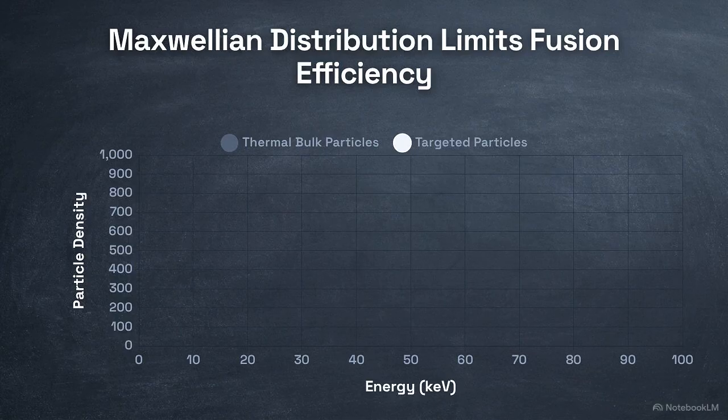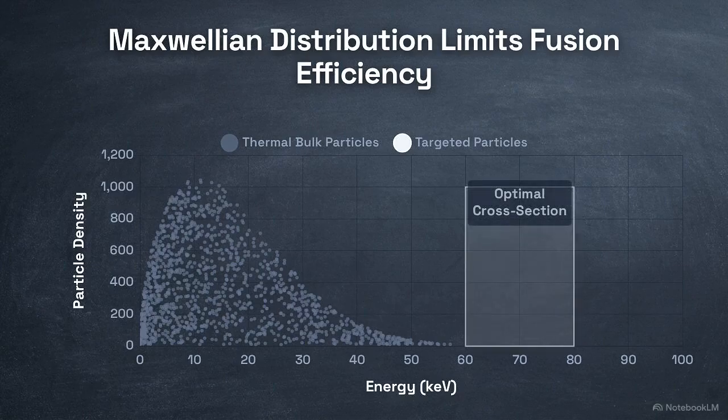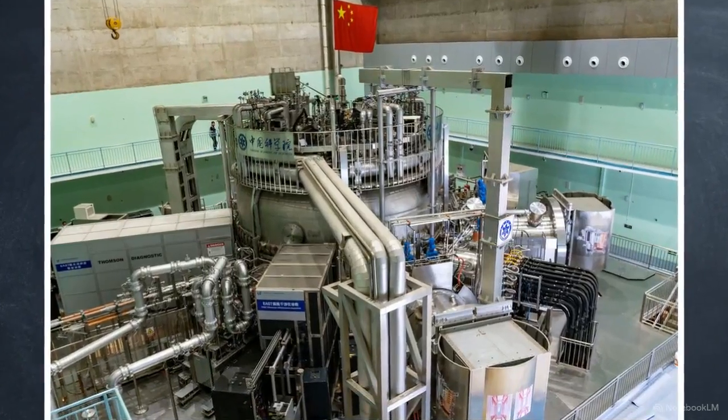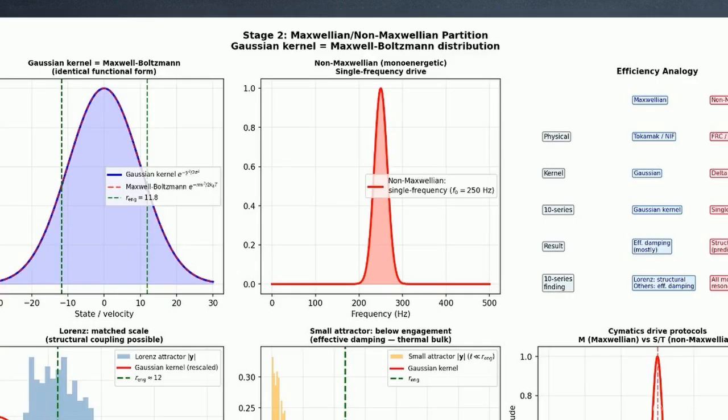We see the exact same thermodynamic constraint in plasma physics. A Maxwellian energy distribution leaves the vast majority of particles below the optimal fusion cross-section. It is the core inefficiency of conventional tokamak reactors. The experimental solution is to abandon the broad thermal distribution entirely in favor of a targeted, non-Maxwellian monoenergetic drive.